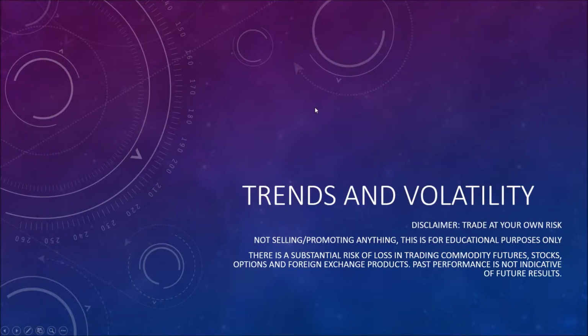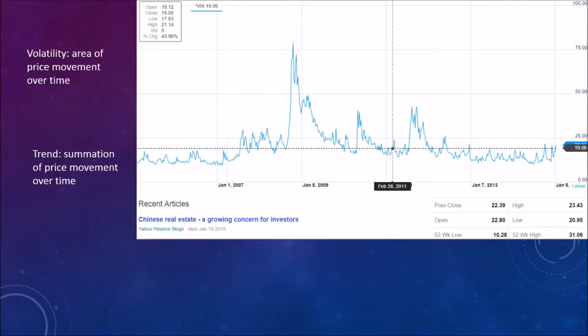Hey traders, I want to make another video about trends and volatility. This is my second video and hopefully it'll be a little bit better. Basically, I want to go over the types of market conditions, or the two basic characteristics that help define market conditions. So the first one I want to go over is volatility, what it means to me and what it means to other people.